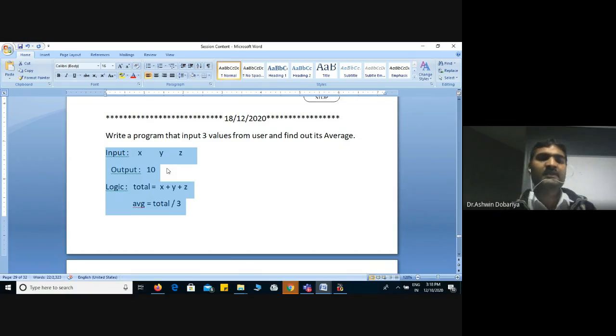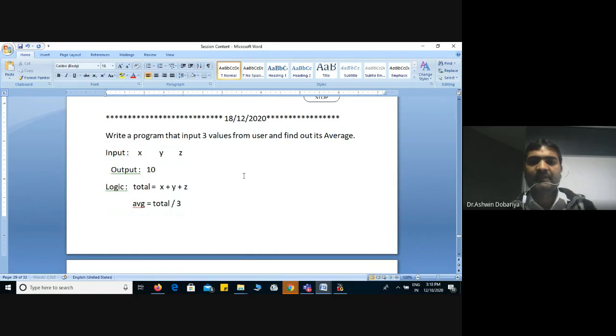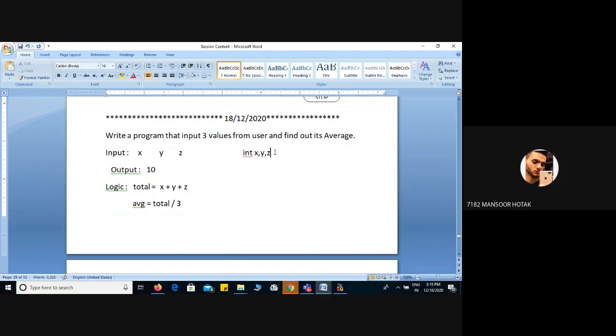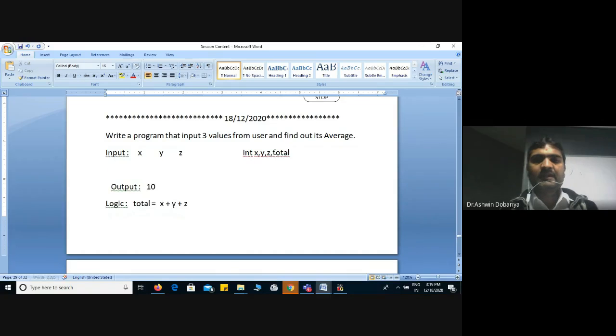Very good. Okay, now you tell me the data type. X, Y and Z, what data type can I use? Integer. Yes. Even the total of integers is always an integer. But whenever you perform the division operation, what will happen?